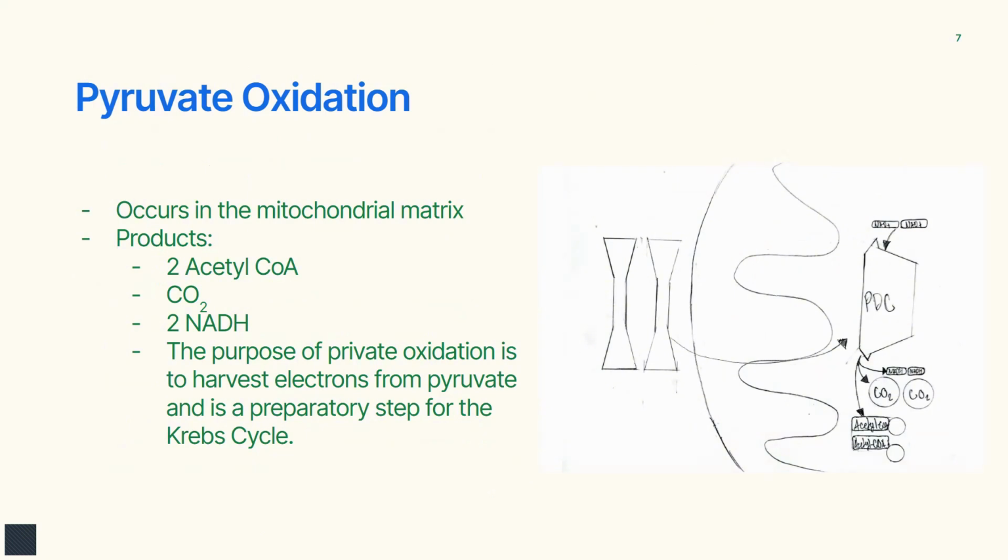Now we move on to pyruvate oxidation. Pyruvate oxidation occurs in the mitochondrial matrix. Its products are 2 acetyl-CoA, CO2, 2 NADH. The purpose of pyruvate oxidation is to harvest electrons from pyruvate and is the preparatory step for the Krebs cycle.